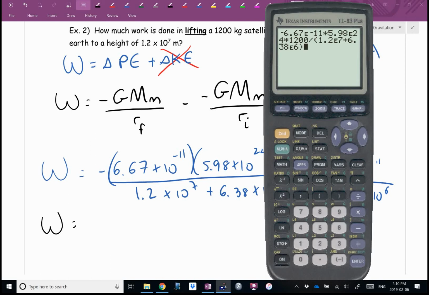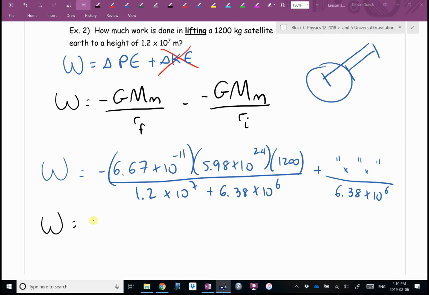I'm going to get a negative answer. You get negative 2.6041358 times 10 to the... I'll go to... you know what? Actually, the 3 looks like a good place to round off because there's a 0 right next to it. So I'm going to go negative 2.60413 times 10 to the 10th. 60413.